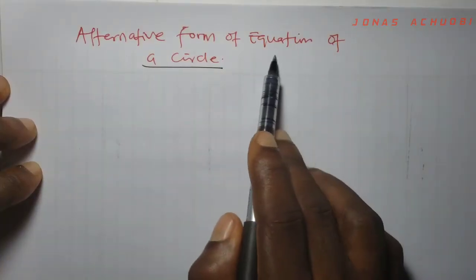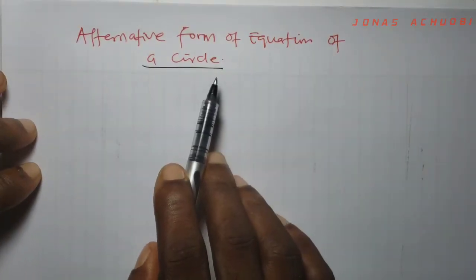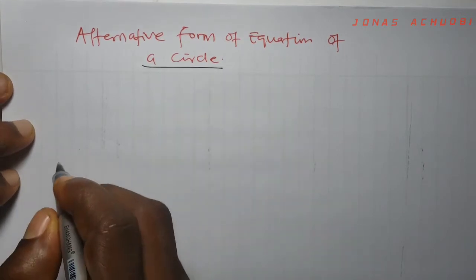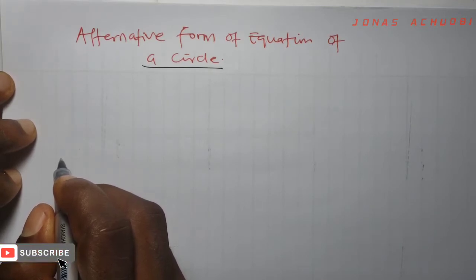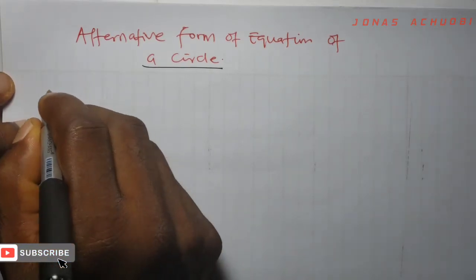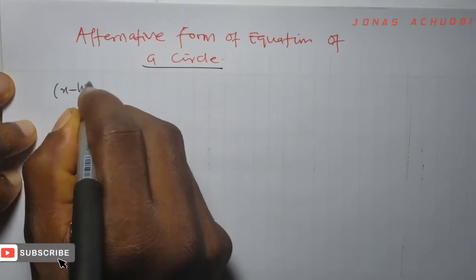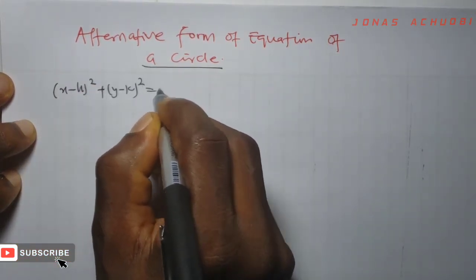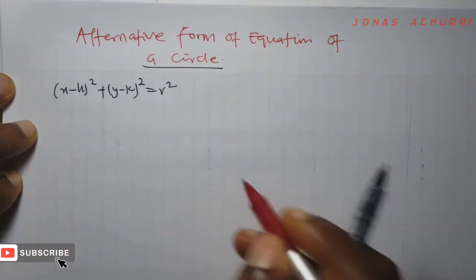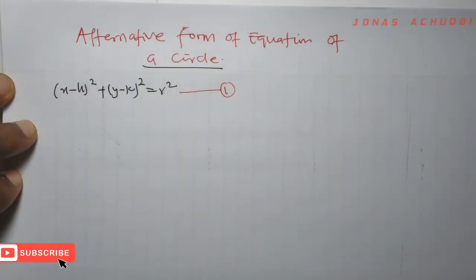Alternative form of the equation of a circle. In our last lesson, we had established that the equation of a circle centered at the point (h, k) and radius r is given as (x minus h) all squared plus (y minus k) all squared equal to r squared. And we call this equation 1.